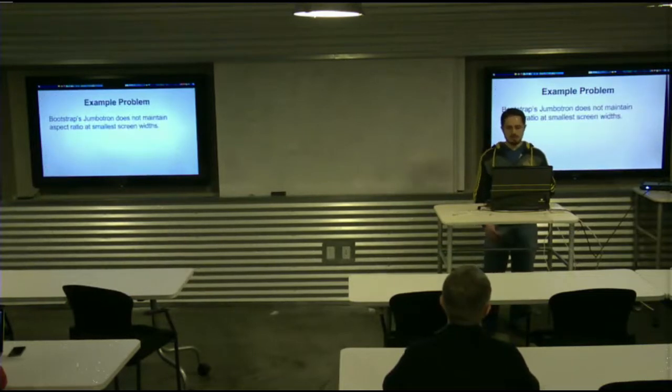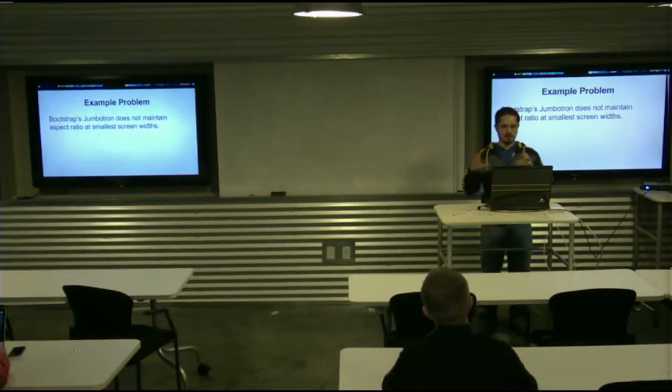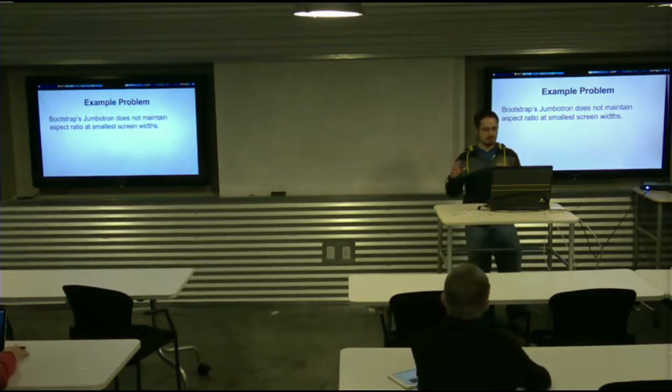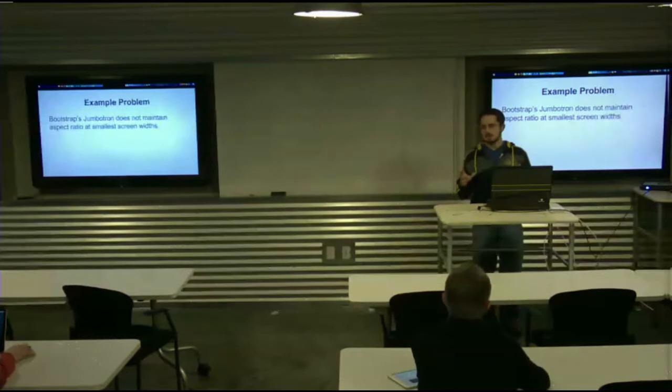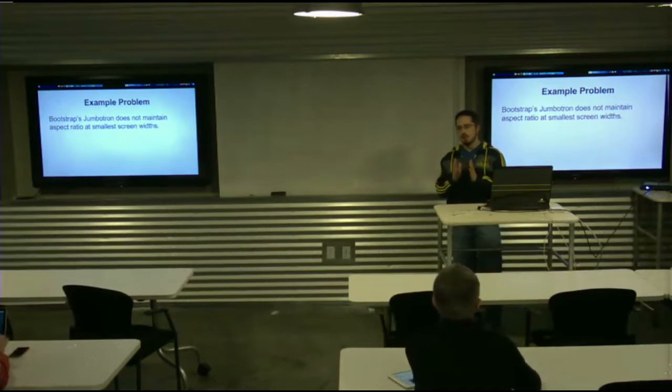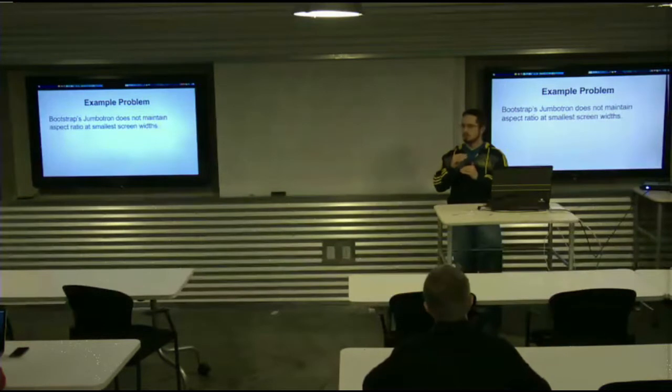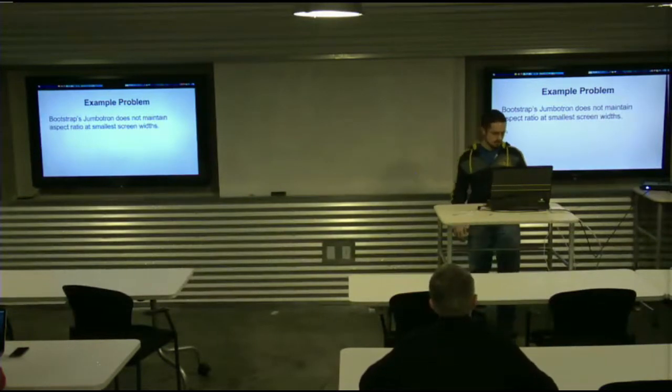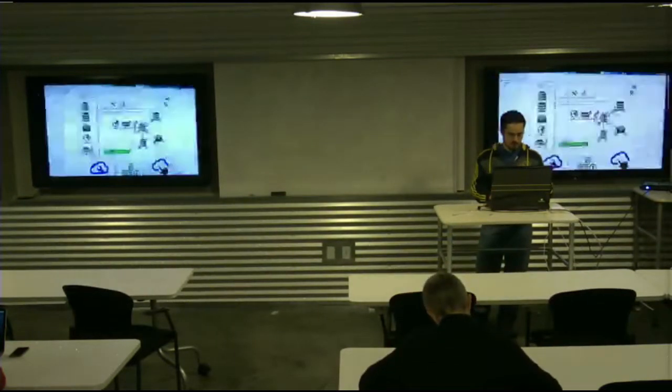Okay, so the problem that I ran into was with the Bootstrap Jumbotron. If you're familiar with Twitter's Bootstrap framework for developing web applications, there's a main image that goes on your screen called a Jumbotron. It doesn't maintain its aspect ratio at very small sizes. So when you squeeze down to maybe a portrait view on an iPhone, the image starts to get some extra buffering on the top and bottom. So I'll show you that right now.